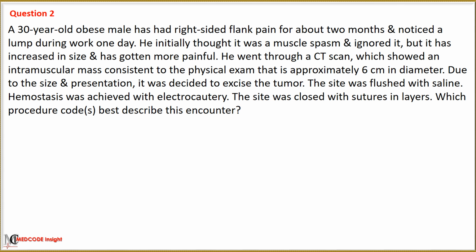A 30-year-old obese male has had right-sided flank pain for about 2 months and noticed a lump during work one day. He initially thought it was a muscle spasm and ignored it, but it has increased in size and has gotten more painful. He went through a CT scan which showed an intramuscular mass consistent with the physical exam that is approximately 6 centimeters in diameter. Due to the size and presentation, it was decided to excise the tumor. The site was flushed with saline, hemostasis was achieved with electrocautery, and the site was closed with suture in layers.